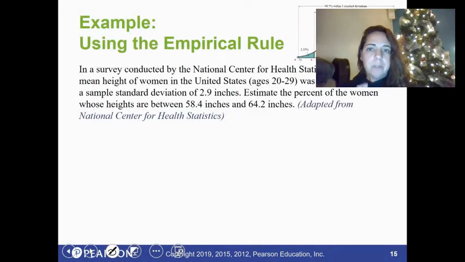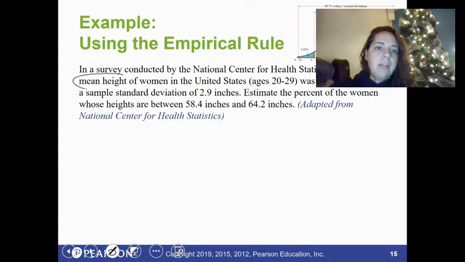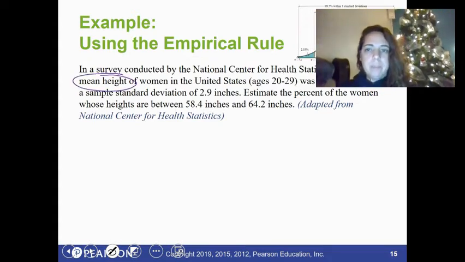So let's look at an example. We're going to talk about this. A survey was conducted by the National Center for Health Statistics. They're talking about the average height of women, and it was 64.2.